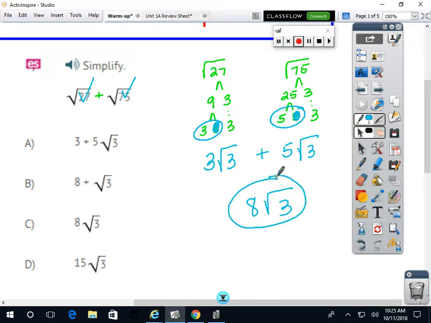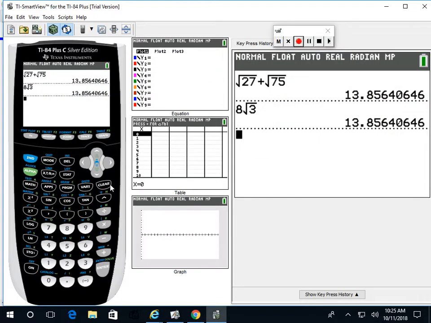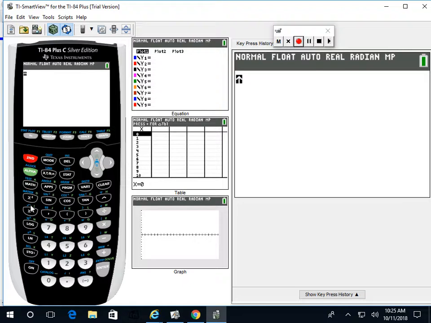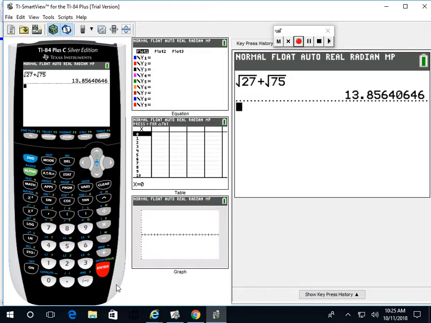Okay, and then like always, you check your work. You go to your calculator, you type in the square root of 27 plus the square root of 75, and it says that it's 13.856. Then you type in your answer, 8 square roots of 3, and you see that it's the same thing. So that confirms for you that you've done it correctly.